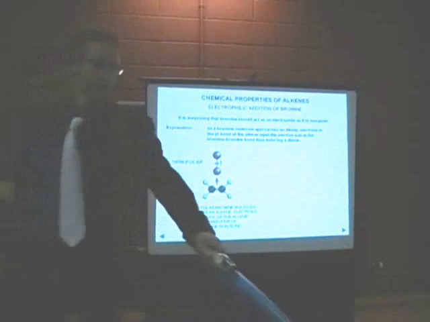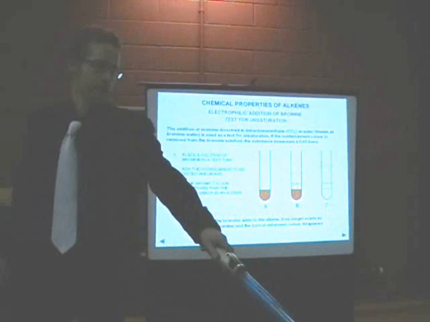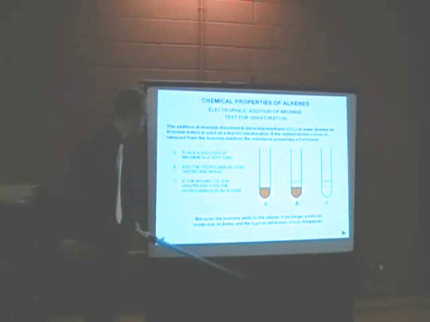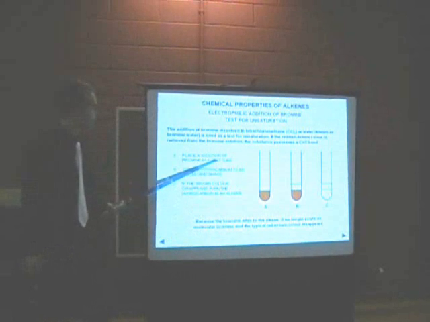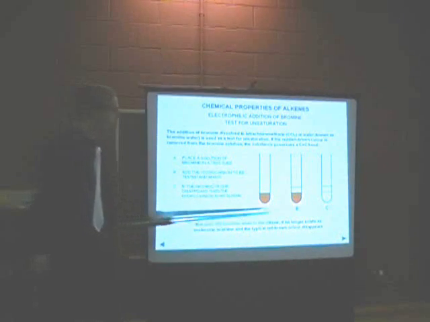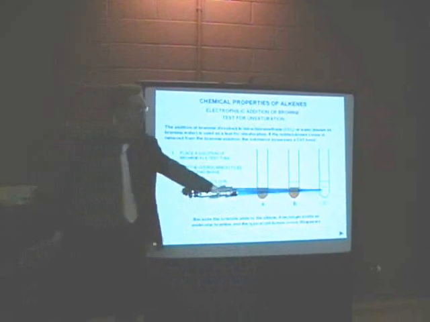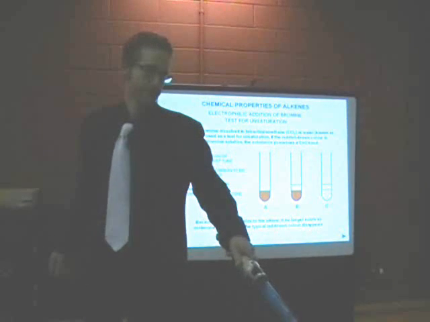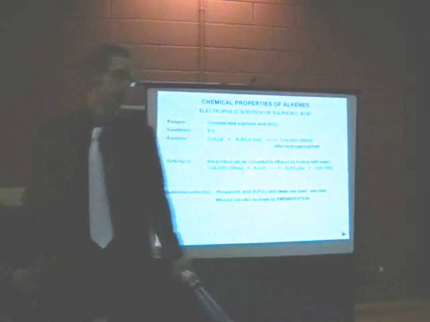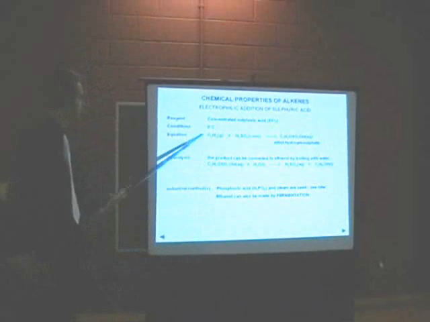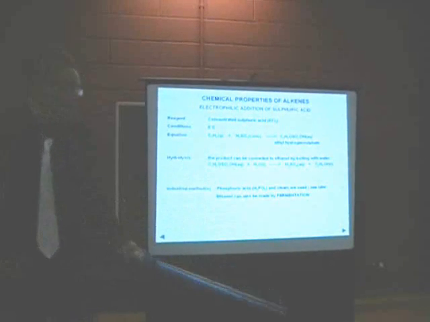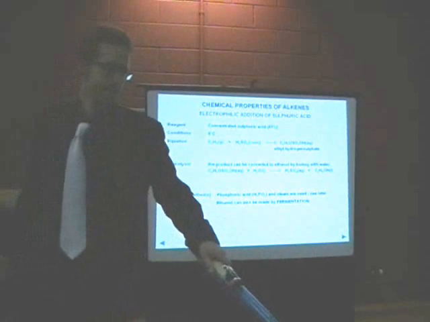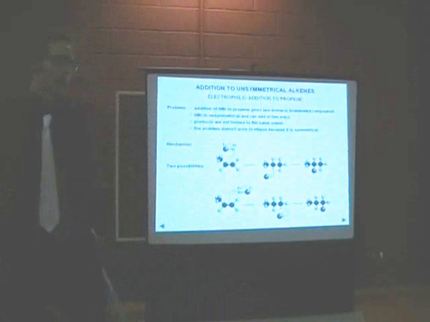More diagrams explaining what I just explained. Electrophilic addition of bromine, test for unsaturation. Okay. Place a solution of bromine in the test tube, add the hydrocarbon to the top, shake it. If it goes colourless, it is an alkene. We're not going to worry about that.